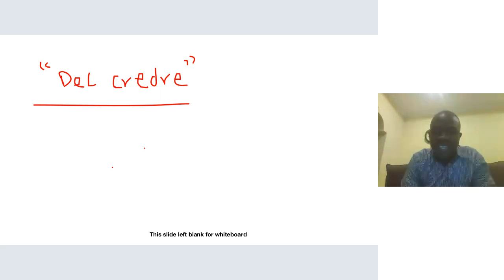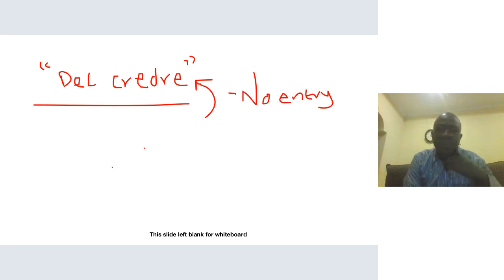The first case is if we have the presence of this, I think it is a French word, del credere. So in the first case, if we have this kind of commission, then there will be no entry. There will be no entry for bad debts if we have that commission.